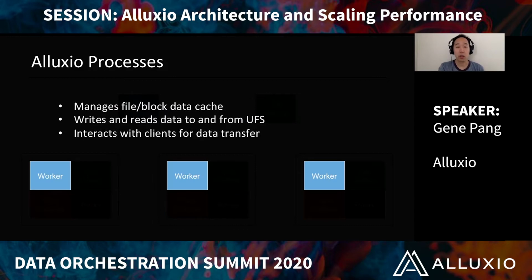The Alluxio workers are the processes on the cluster, which primarily maintain and manage the cache of the blocks and the files of the system. So here the workers are managing all the metadata required to manage the blocks and files and data. They read and write to and from UFS. So the workers are the ones interacting with the UFS, the under storage systems. And the workers are also responsible for interacting with the clients and other workers to transfer data to and from other parties over the network.